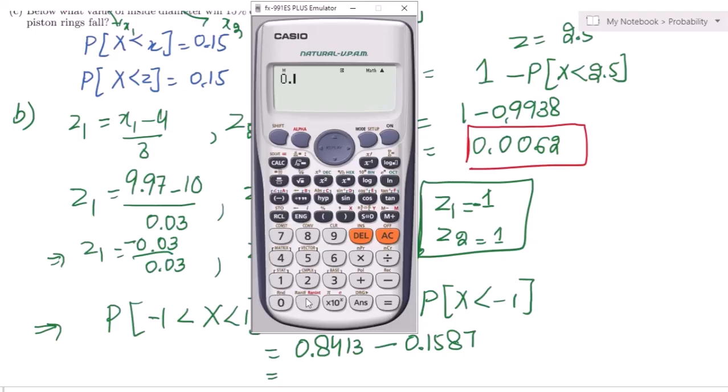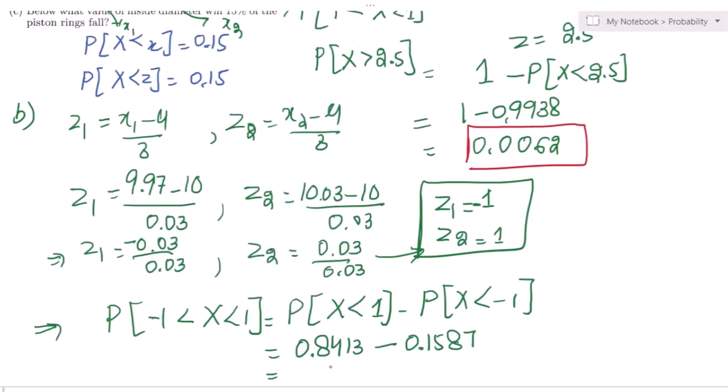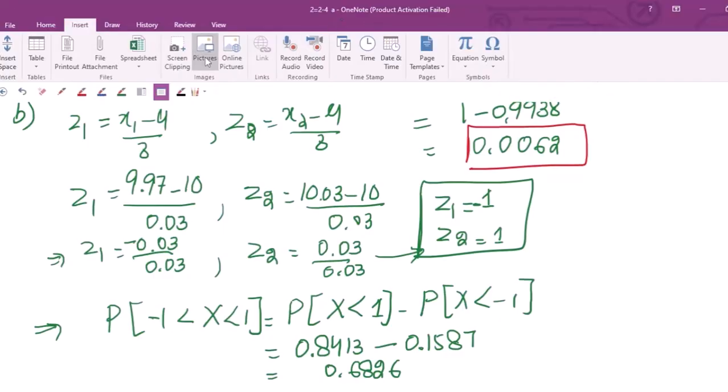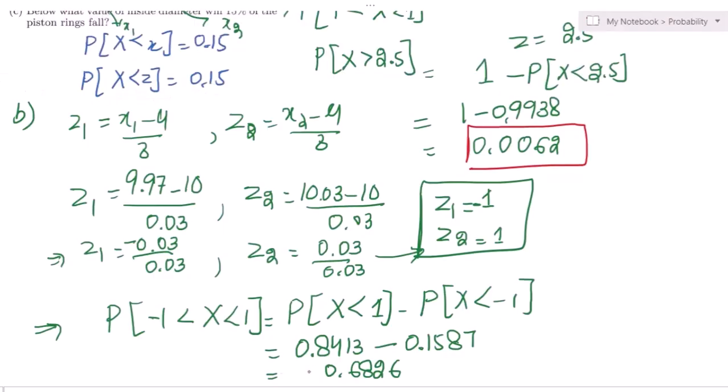So 0.8413 minus 0.1587, this is 0.6826. Okay, is this the answer? Yes, and that is basically the solution of part B of my question.